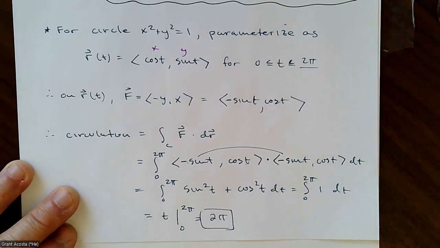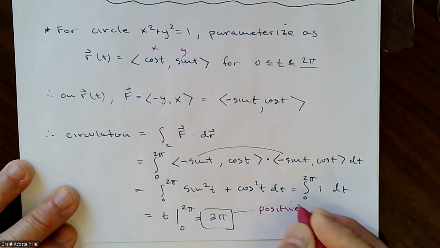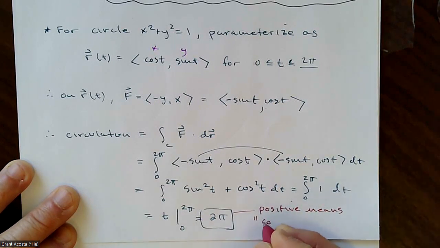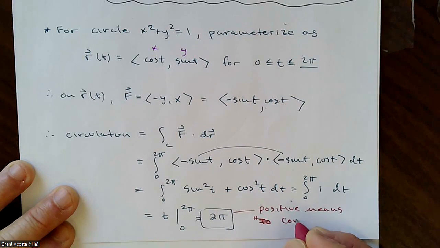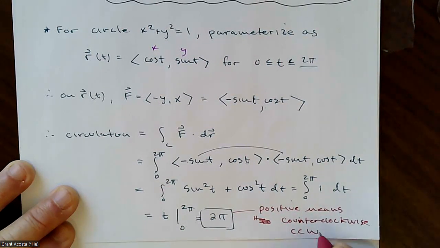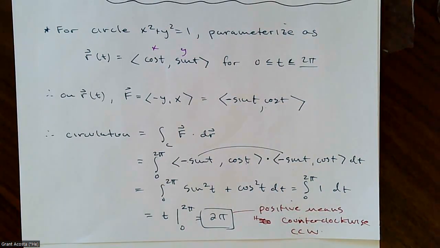And we do denote with circulation, the fact that it's positive means we'll call that counterclockwise, sometimes denoted CCW. If it was negative, then we would interpret that to be clockwise flow or circulation.